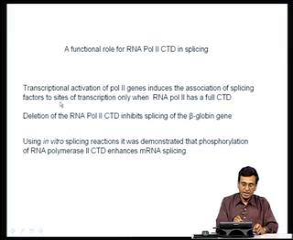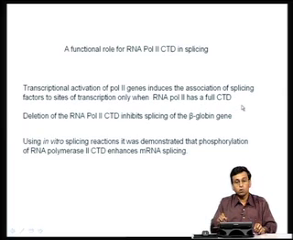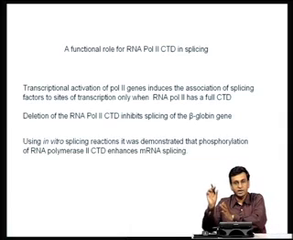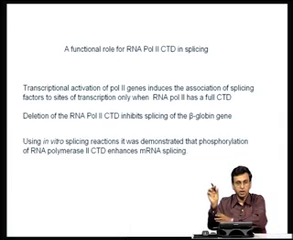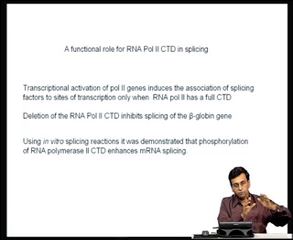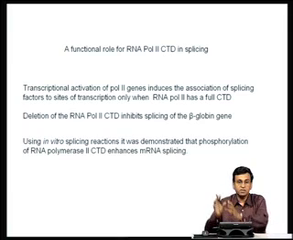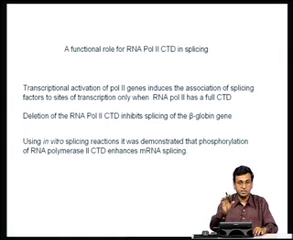It turns out transcriptional activation of polymerase II genes induces the association of splicing factors to the sites of transcription only when RNA polymerase II has a full carboxy terminal domain. So, if we take an RNA polymerase II containing a normal C-terminal domain and an RNA polymerase II having a truncated or mutated C-terminal domain, only the one which contains a complete CTD can actively recruit splicing factors to the vicinity of transcription, whereas if we remove the CTD, splicing factors cannot be recruited, clearly indicating that the CTD plays a very important role in recruiting the splicing machinery.